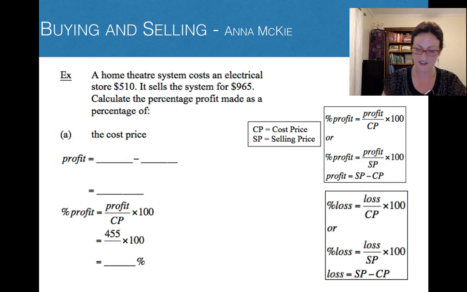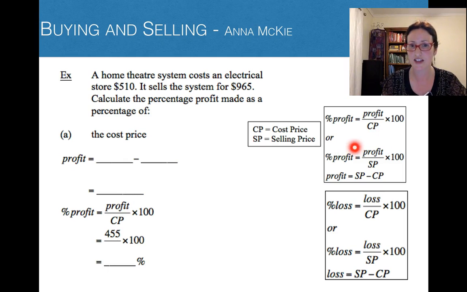Next example. A home theatre system costs an electrical store $510 and it sells for $965. So there's a profit made there. We have to calculate the percentage profit as a percentage of the two following. So the cost price first, and then we're going to do the selling price in a minute. Now, as you can see, I've got some information here for us. How do we calculate the percentage profit as a percentage of the cost price?